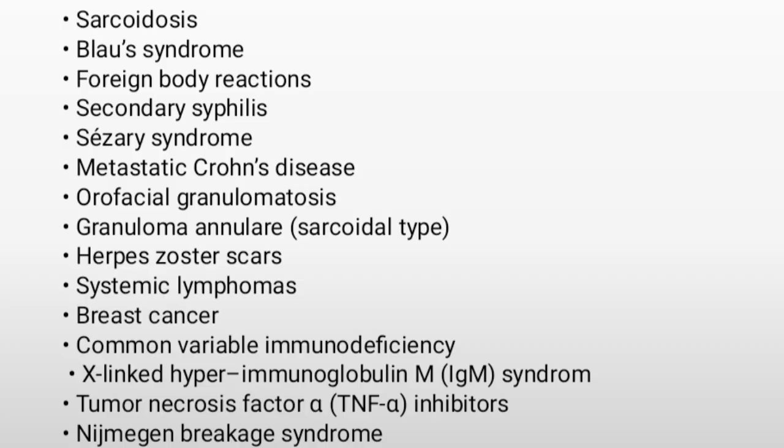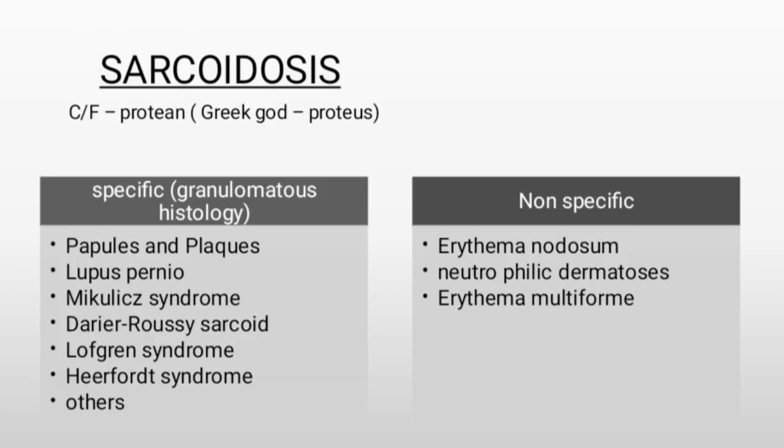Coming to sarcoidosis, the clinical manifestation of sarcoidosis has been described as protean, which was derived from the name of the sea god Proteus, because he can change his shape according to what he needs. Clinical features are briefly divided into specific and non-specific. Specific being the ones which contain granulomatous histology. That includes papules, plaques, lupus pernio, Nonne syndrome, Darier-Roussy sarcoid, that is subcutaneous sarcoid, Löfgren syndrome, Heerfordt syndrome. And non-specific includes erythema nodosum, erythema multiforme, neutrophilic dermatosis.